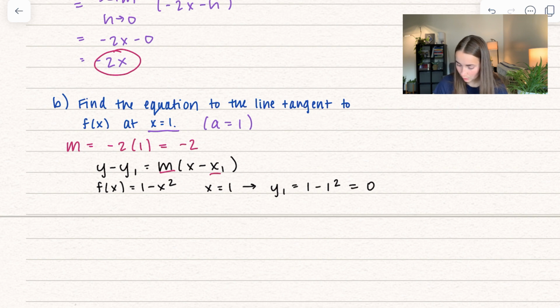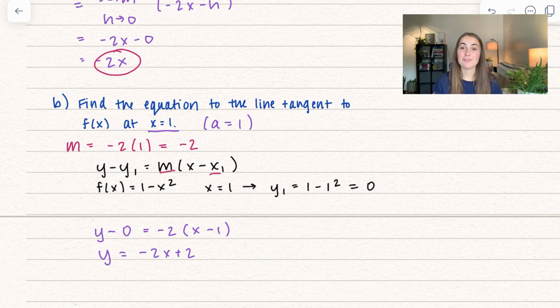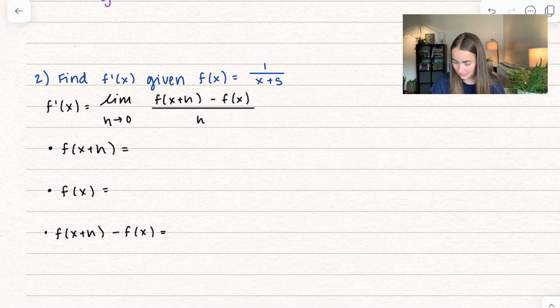So now I can go ahead and plug everything in. I get y minus y1, which is 0, equals negative 2 times x minus 1. When I simplify that out, I get y is equal to negative 2x plus 2. And now I found the tangent line at the specific point. And so that's how we can use the derivative to find a general equation for all the slopes. Let's go ahead and see another example.